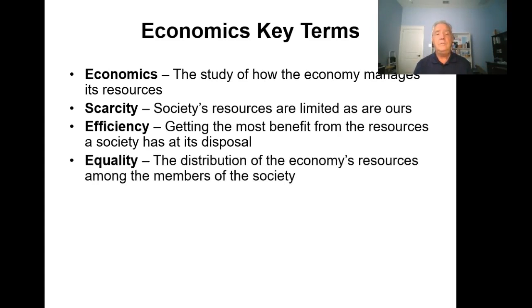Equality: the distribution of those resources among the members of society. In this course, we're going to spend some time on welfare and the needy. In the U.S., the poverty level is at about $24,000 per family. If you are making less than $24,000, you are at the poverty level. We'll spend some time on that. We'll look at where the poverty level is the worst in the U.S.